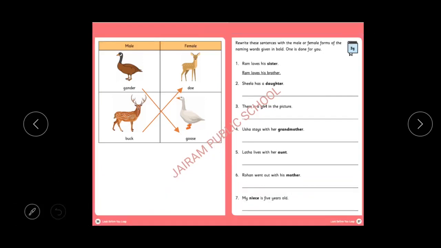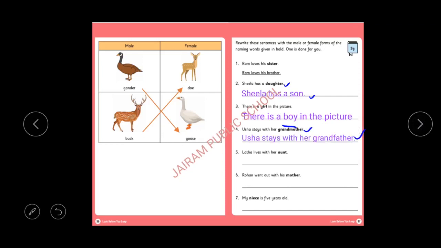Okay. Now next one. Sheila has a daughter. What is the opposite gender of daughter? Daughter is a feminine gender. So what is the opposite of that? Son. Son is the opposite of daughter. Okay. There is a girl in the picture. Instead of girl, we have written here boy. Usha stays with her grandmother. Instead of grandmother, what should we write? Can you guess? That's good. So Usha stays with her grandfather.